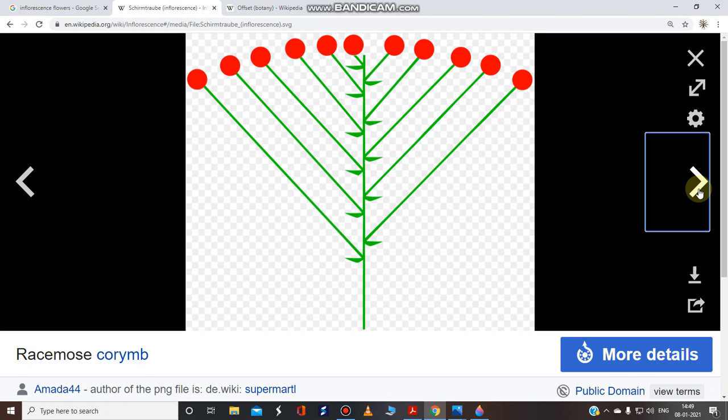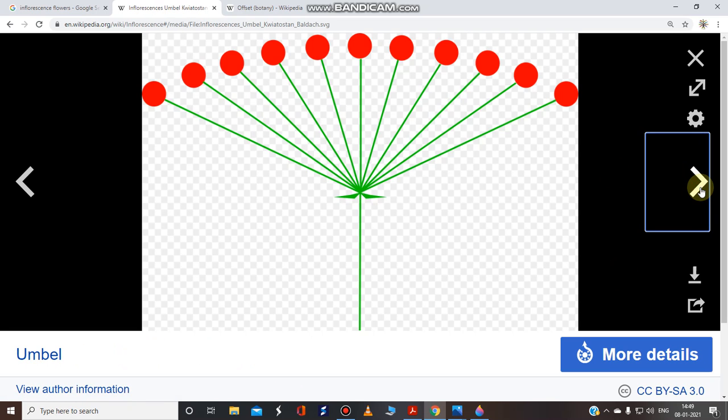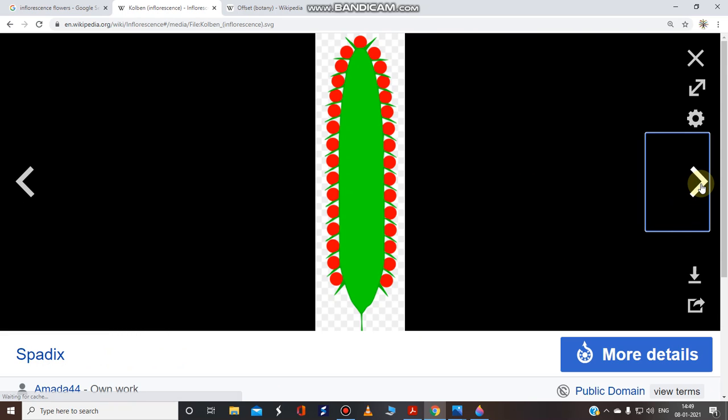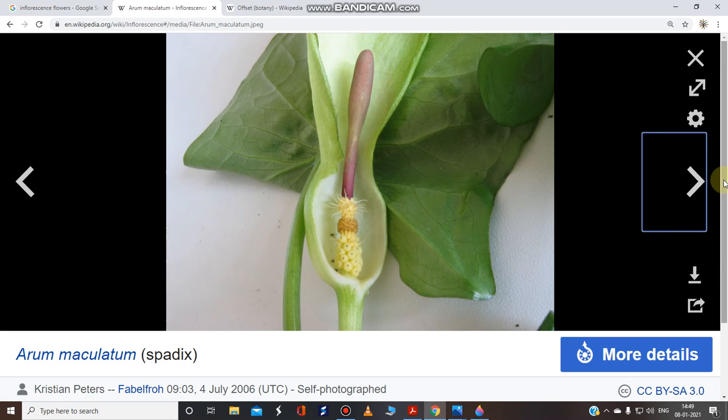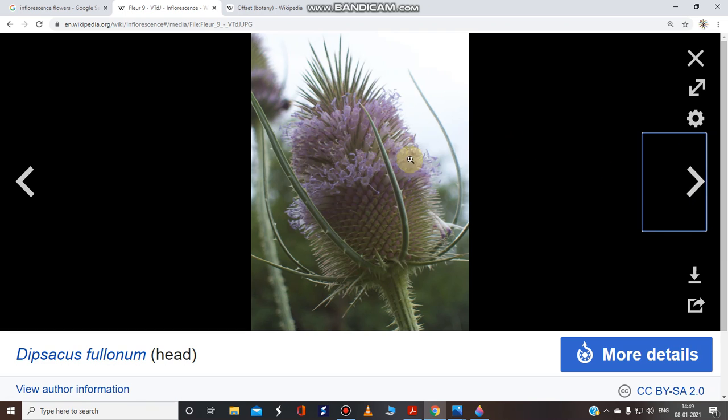Sometimes you will find corymb arrangement of the flowers. This red one is the flower on the stem part. So this one is the example of the corymb type. In the same way, umbel is very common, like in dhania. This type of inflorescence is umbel. Then spadix. So this is the spadix type of inflorescence. Head, yes, head.